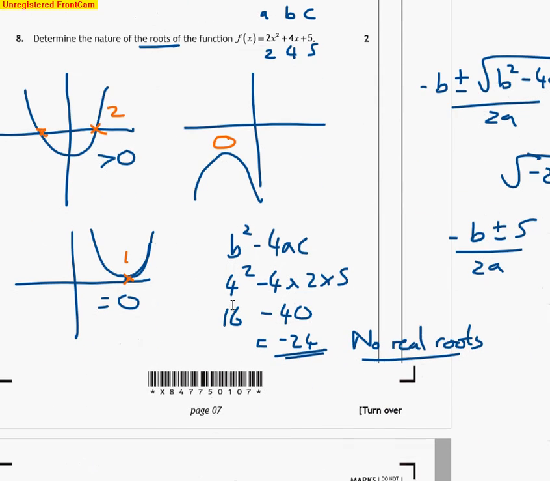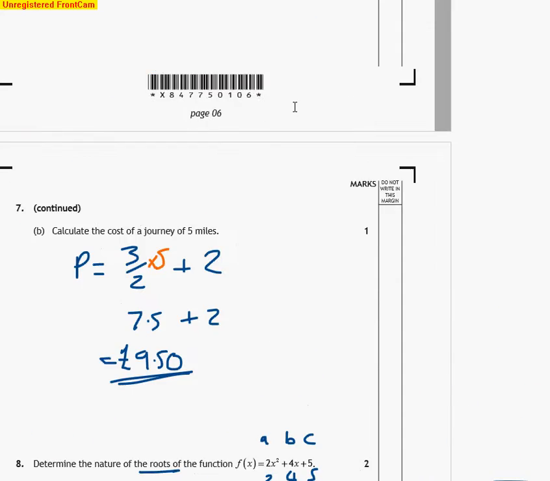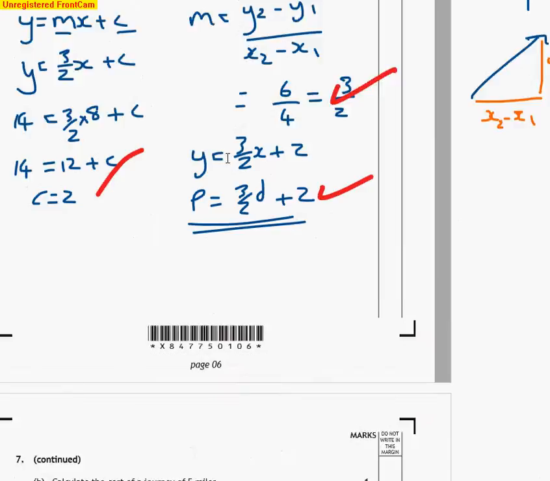We did nature of roots, so that's the discriminant, which is part of the quadratic formula, b squared minus 4ac. So we said if that number is less than 0, there's no real roots. If it's equal to 0, there's 1 root. And if it's greater than 0, you get 2 roots. Okay, so yeah, that's the discriminant. Okay, so that's actually 2 questions on roots already, actually.